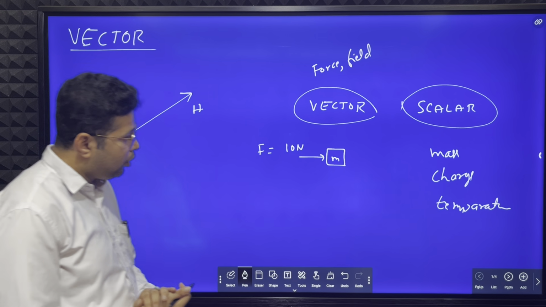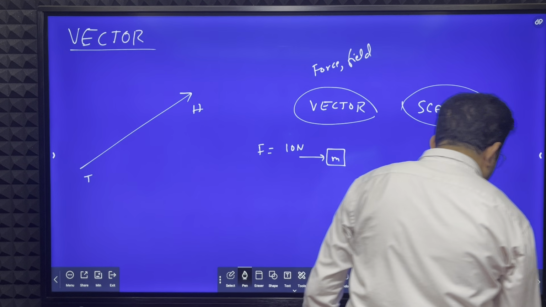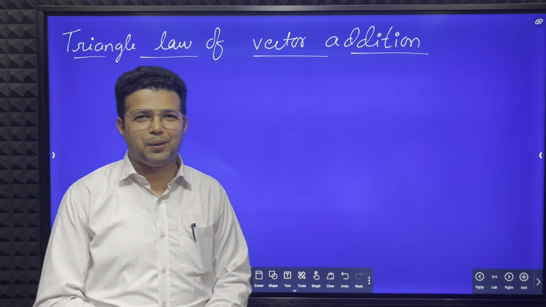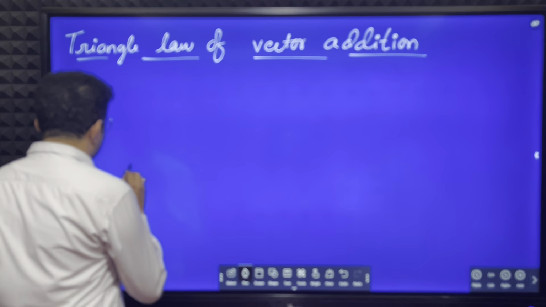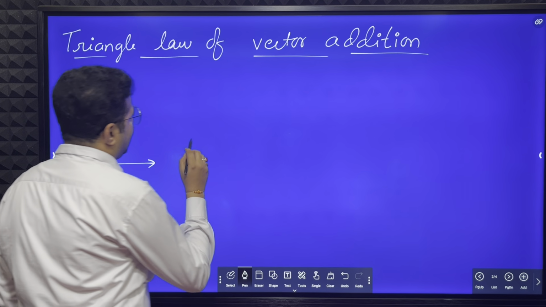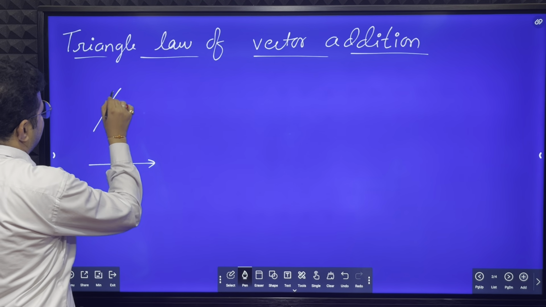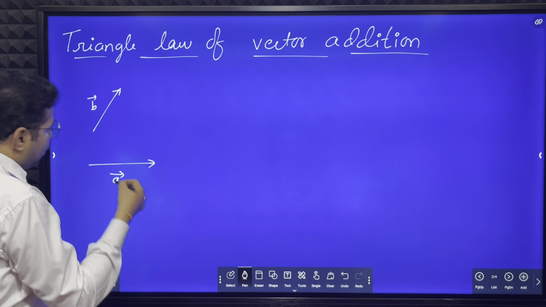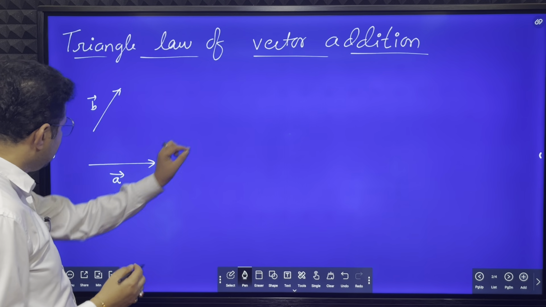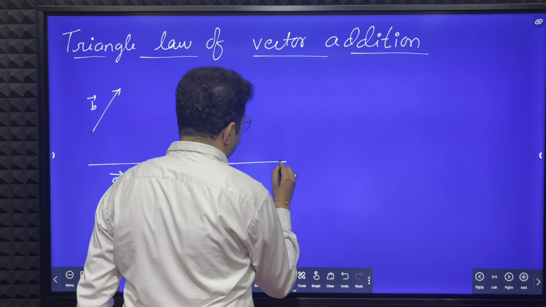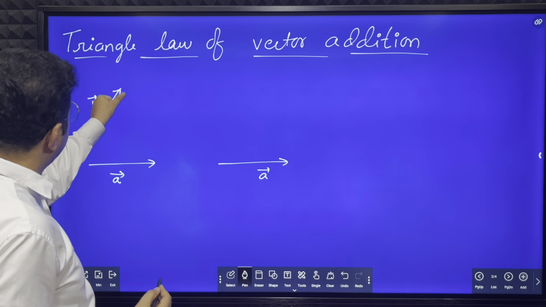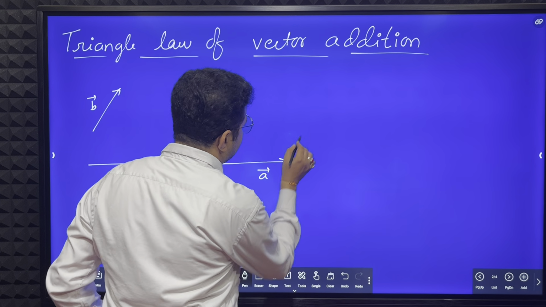Now we will study how to add vectors, for which we have something called the triangle of vector addition. Very important, listen. Now you have two vectors. This is vector A, and somewhere here I have another vector, vector B. To add these two vectors using the triangle of vector addition, I'll write this same vector A here, and this vector B I'll write here.